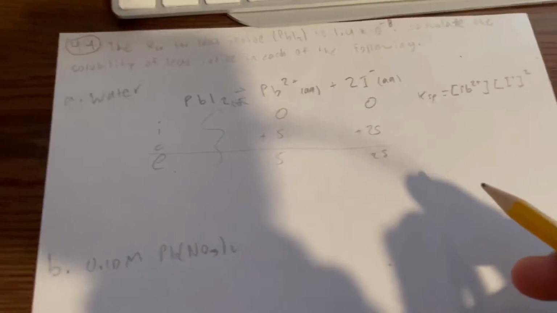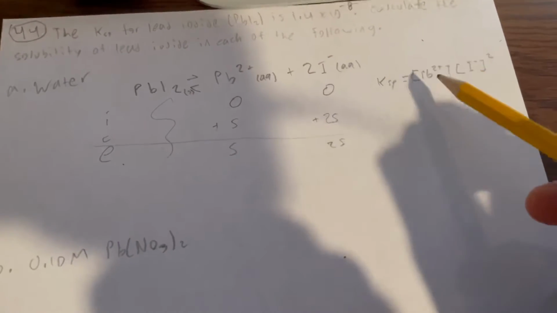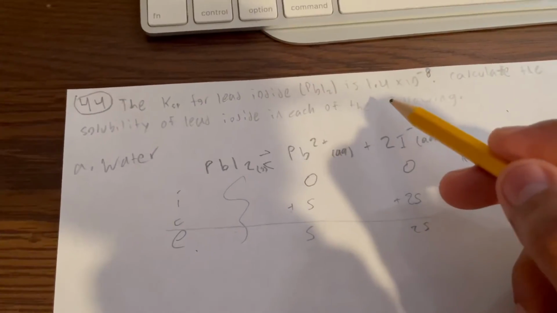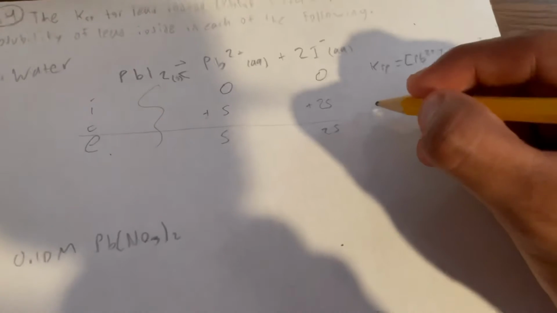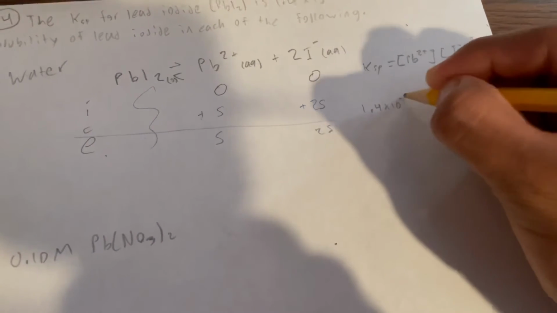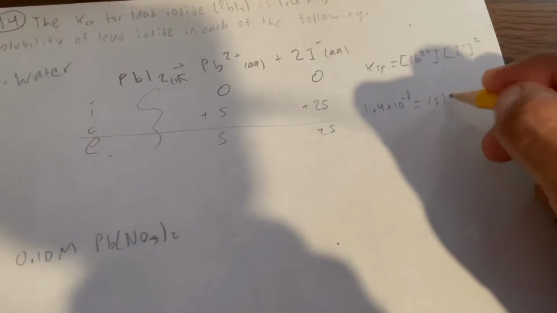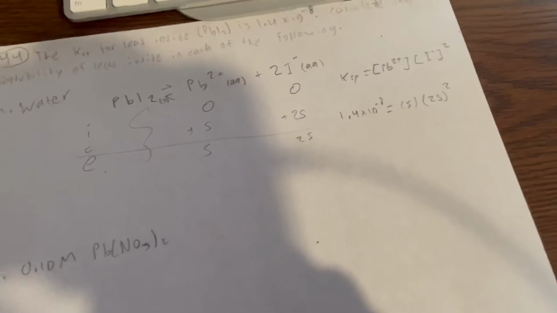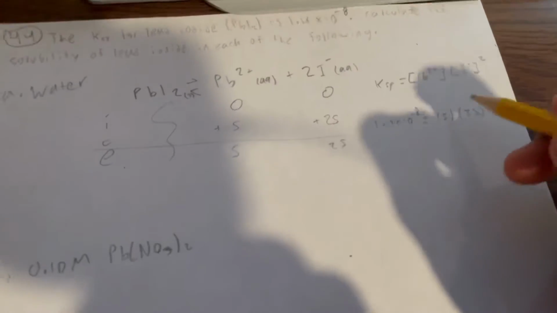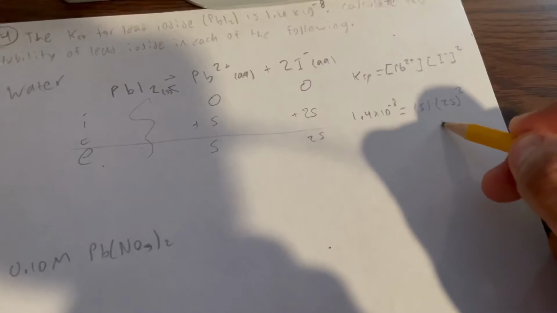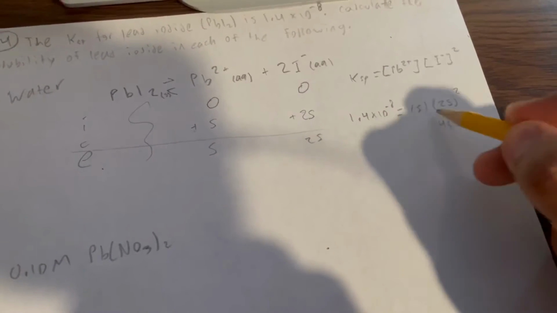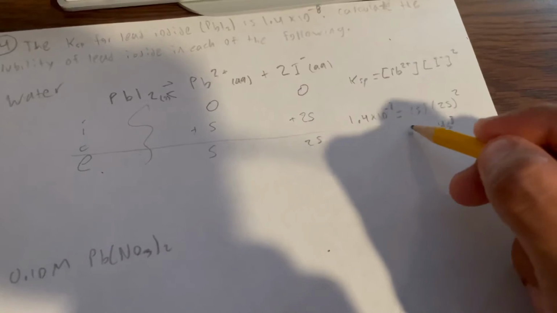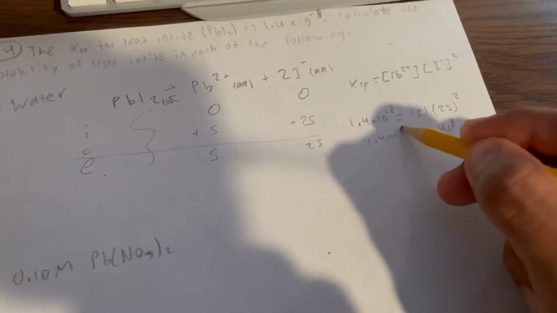And so now we simply replace the S's that we got here into the KSP equation. And since our KSP was given over here as 1.4 times 10 to the negative 8, we put it like this: 1.4 times 10 to the negative 8 equals S times 2S squared, because it's squared up here. All right, so that gives us 2 squared, which is 4. S squared is S squared times S, that would be S cubed. So this would be 4S cubed equals 1.4 times 10 to the negative 8.